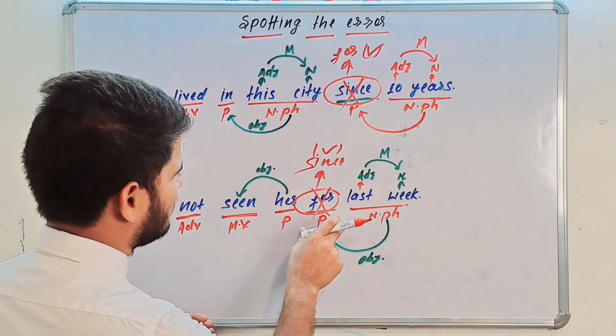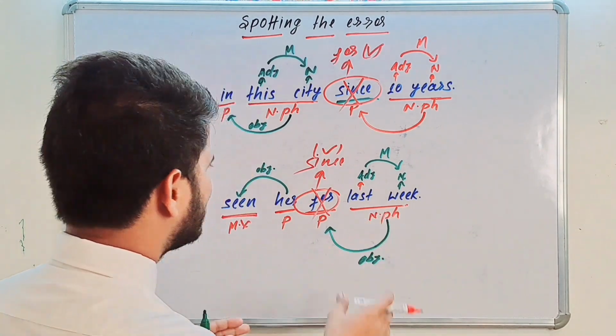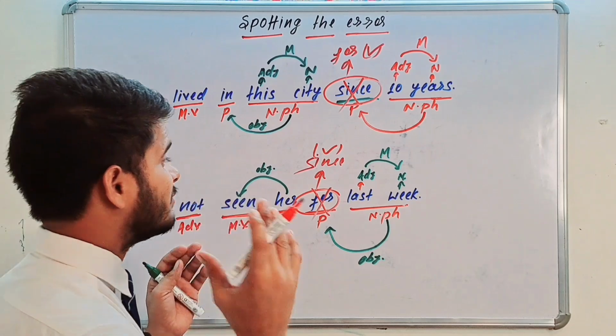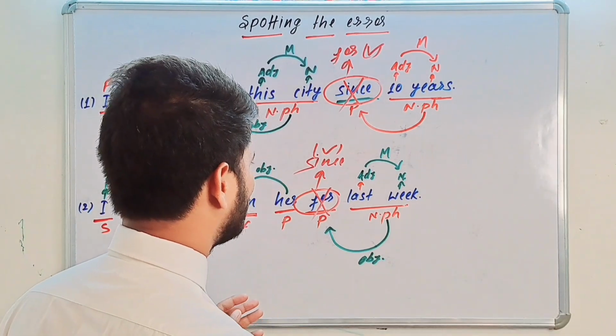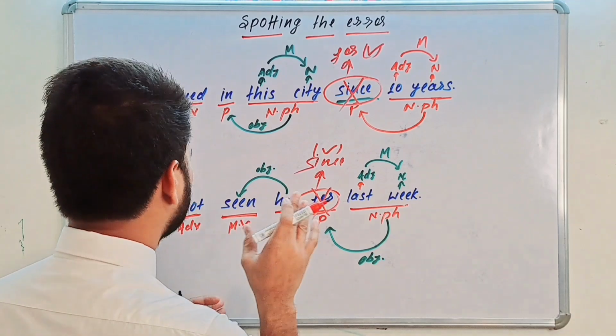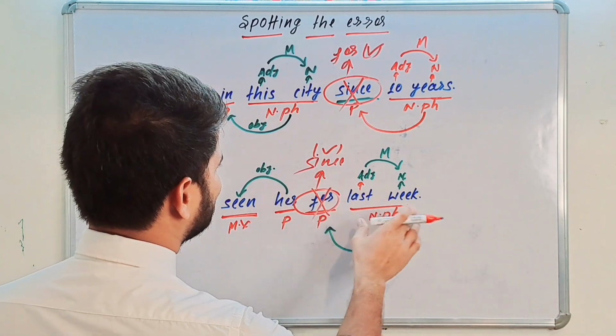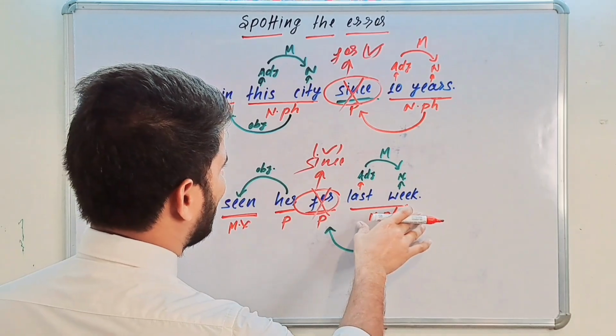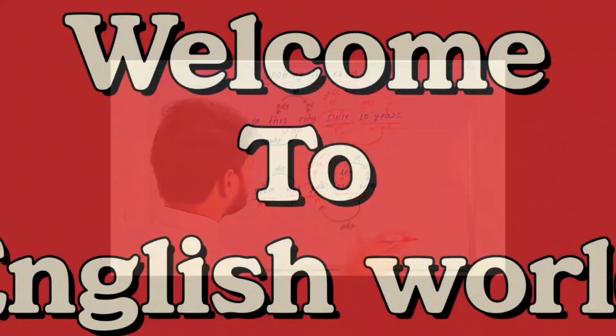Use since, this is the right use, okay? Use since in place of for, because here the preposition since is used to denote a starting point of time, an exact point of time, like last week. I have not seen her since last week. I have not seen her since 1990.